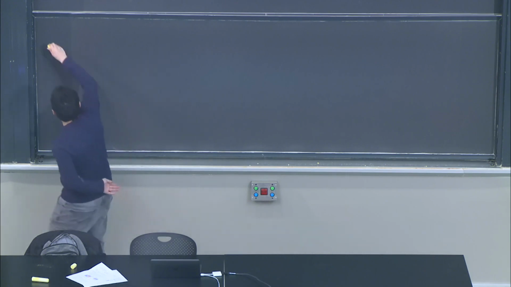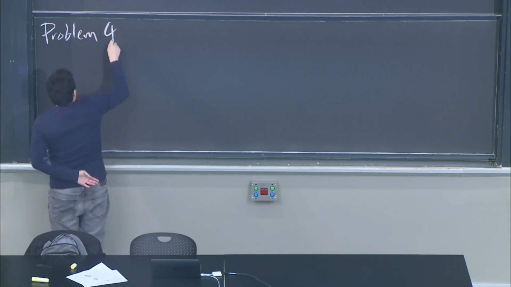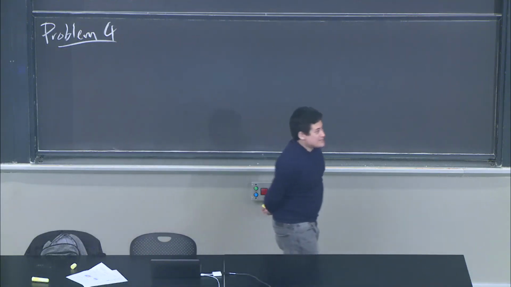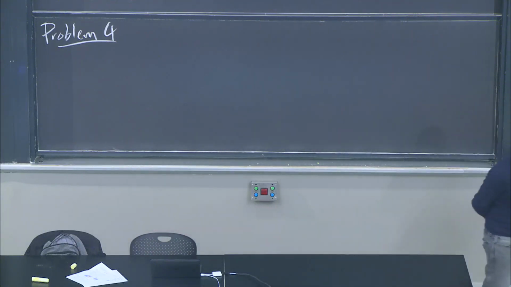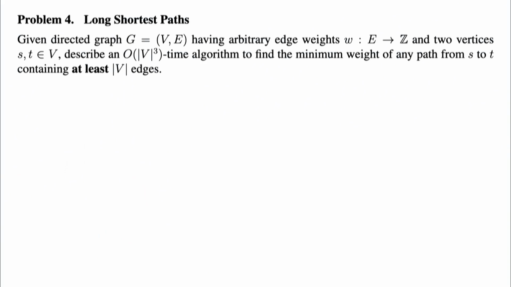Okay. So problem 4. Let's take a look at this. This one's one I made up last night. Kind of fun. Long shortest paths. Okay, given a directed graph having arbitrary edge weights, basically these could be positive or negative or 0, and 2 vertices from the graph, describe a V cubed time algorithm to find the minimum weight of any path from S to T.